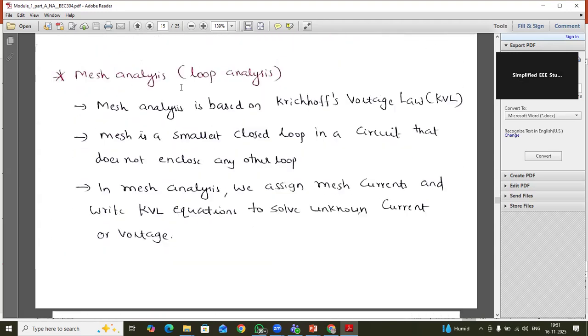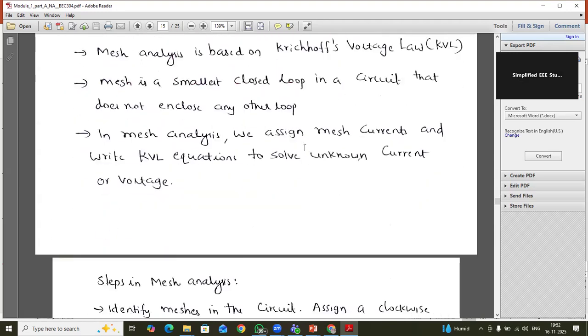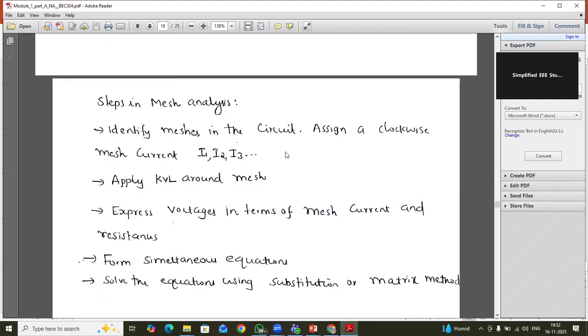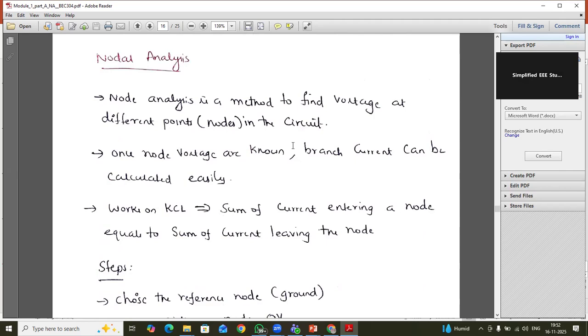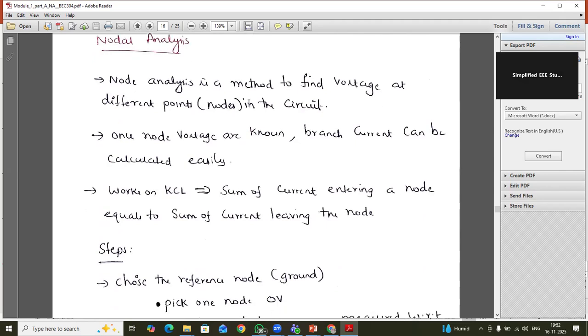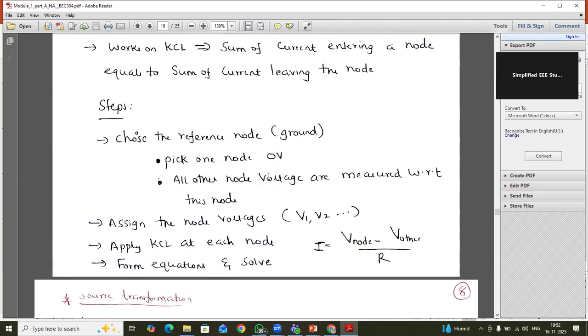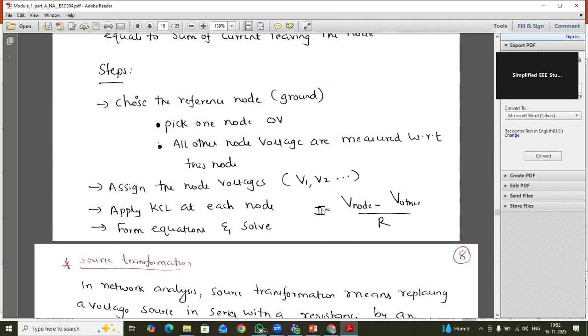So mesh analysis, there are protocols to find out the unknown current. We'll be considering the closed path or a mesh. So we are applying the KVL. So we'll be able to calculate the unknown current. Node analysis, we are going to apply the KCL. Using the formula, you can calculate the unknown current: V node minus V other node divided by R.